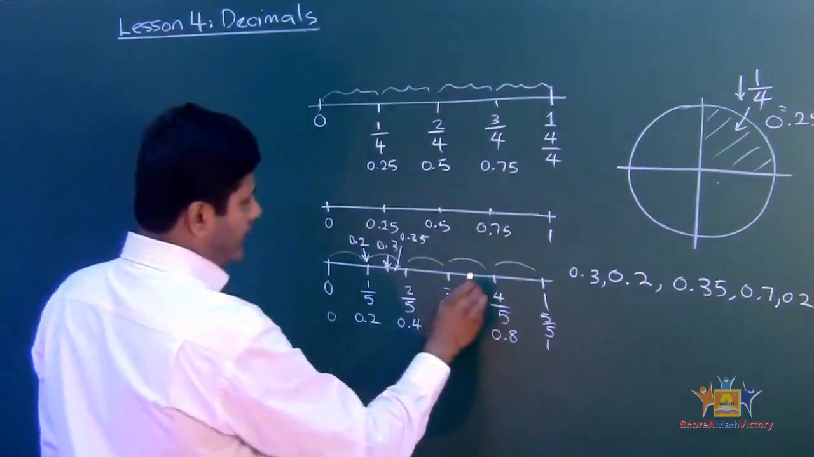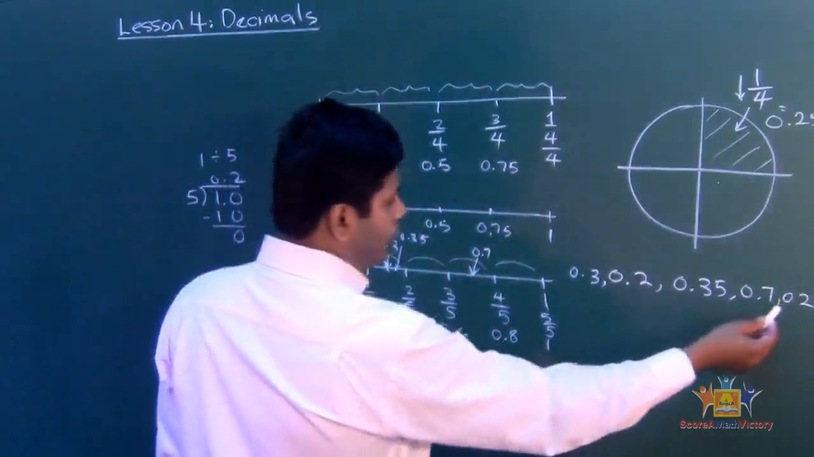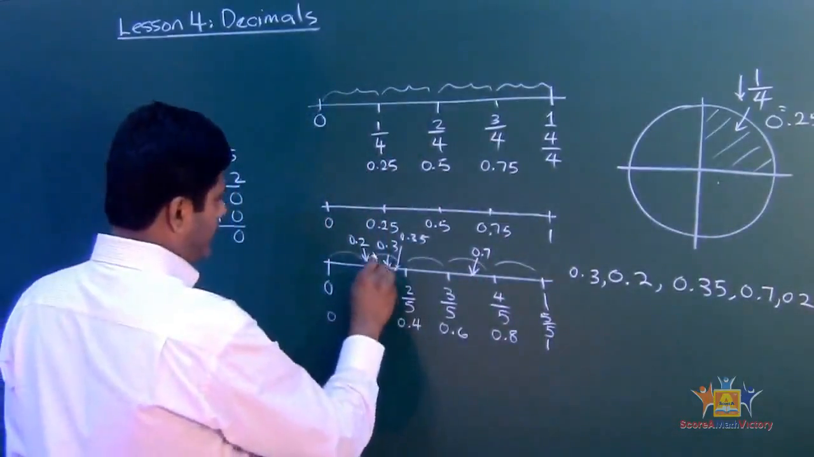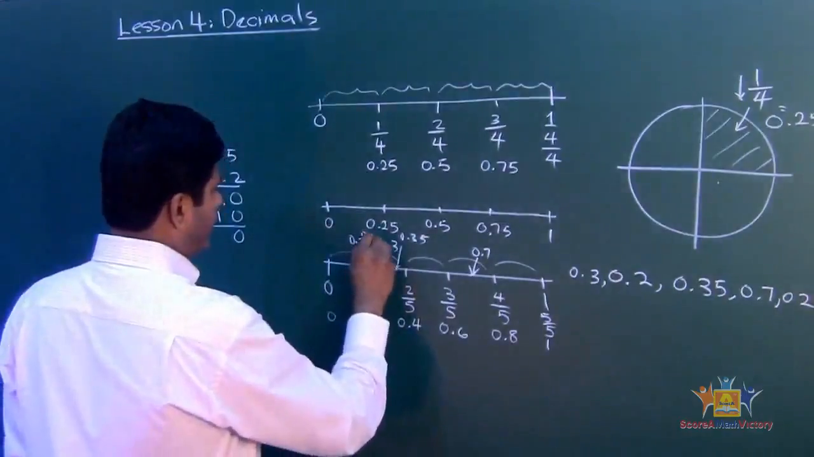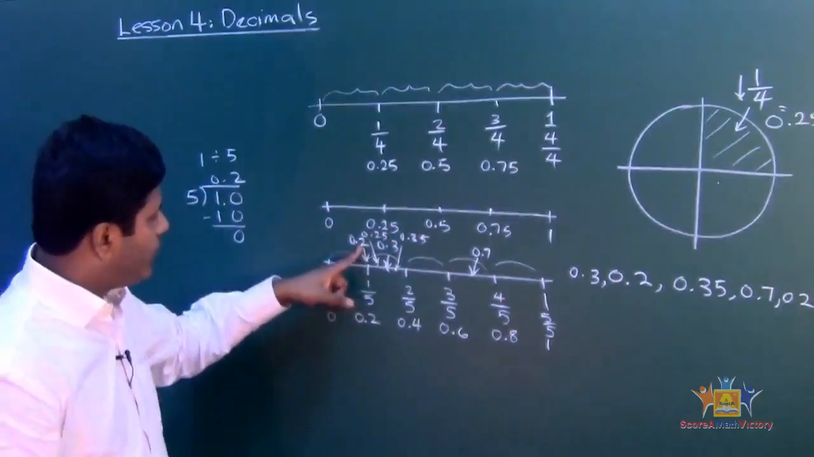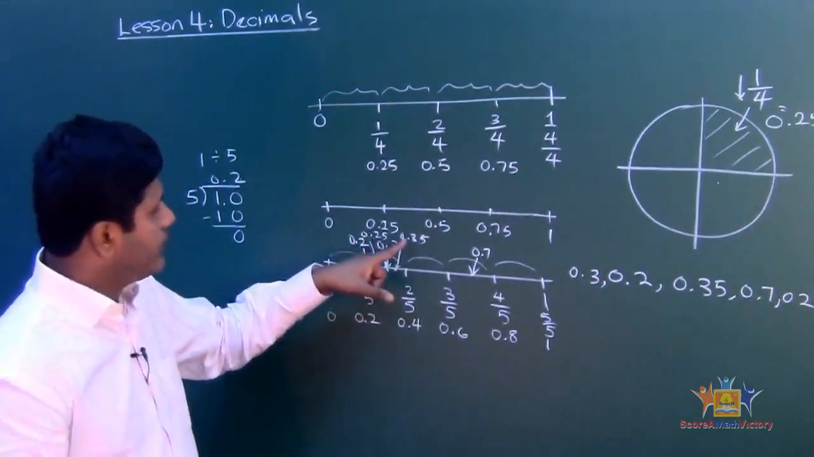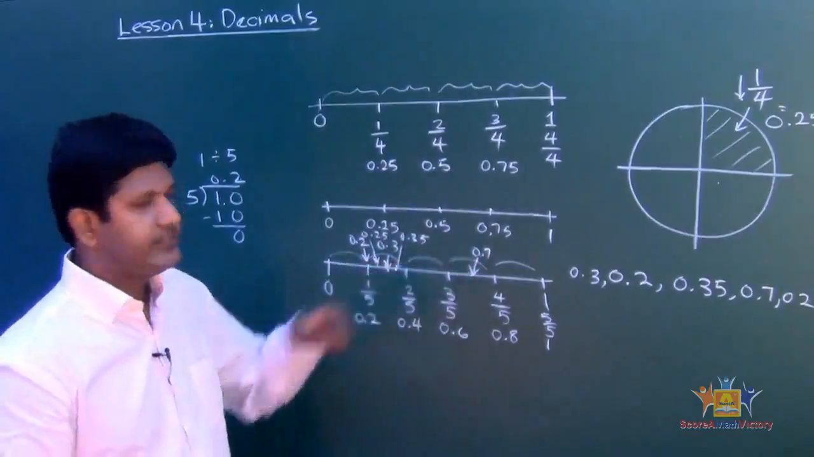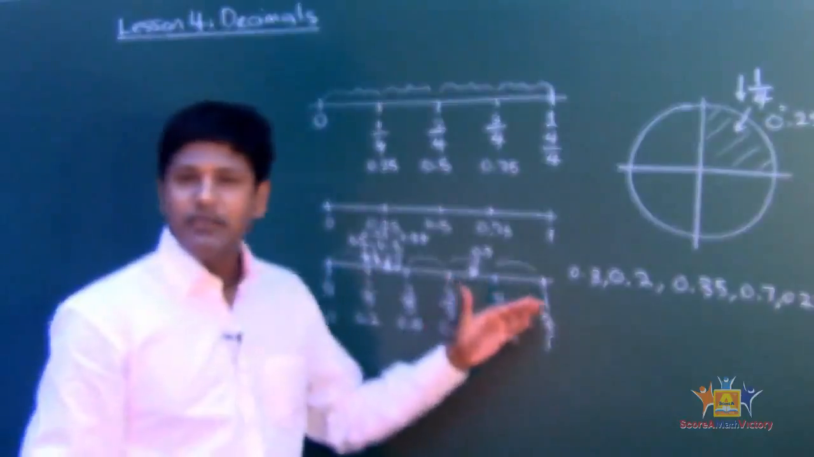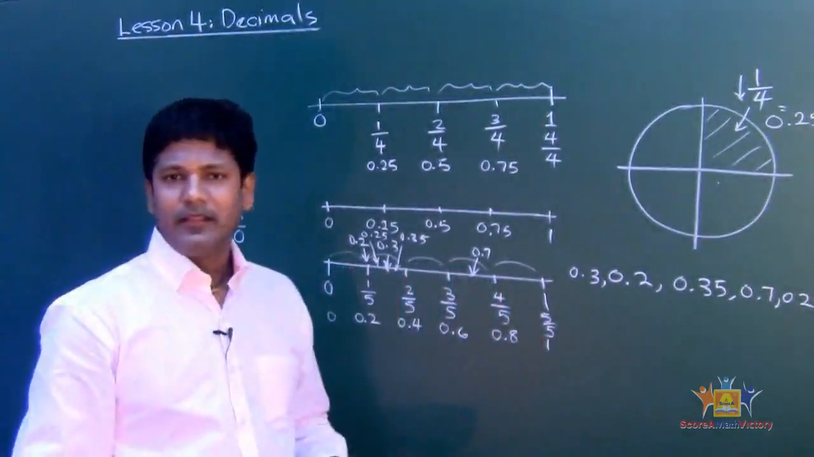0.7 is going to fall right here. And then 0.25 is going to be right there. So now look at that, I already arranged it. If I go in increasing order: 0.2, 0.25, 0.3, 0.35, 0.7. So by putting all these points on a number line, I was able to arrange them in increasing order.